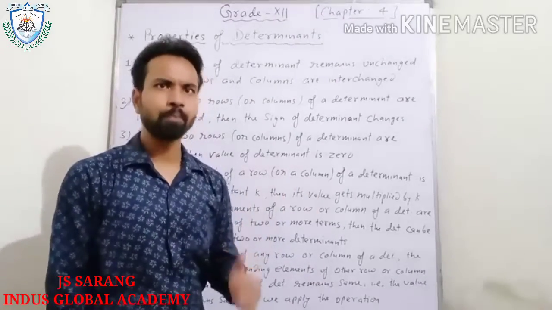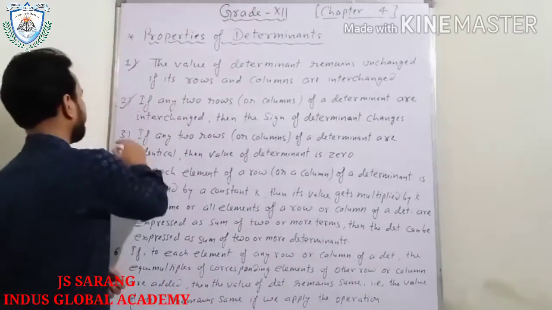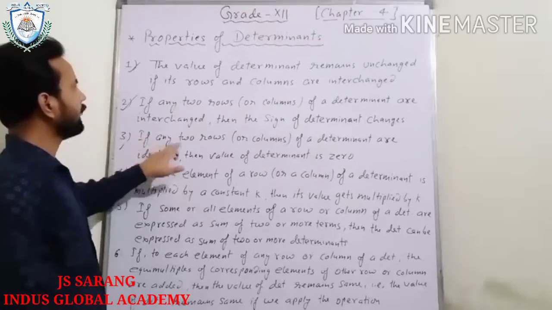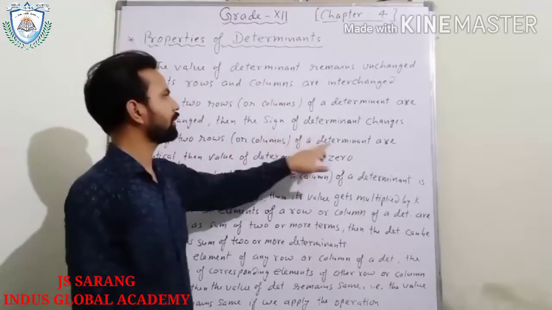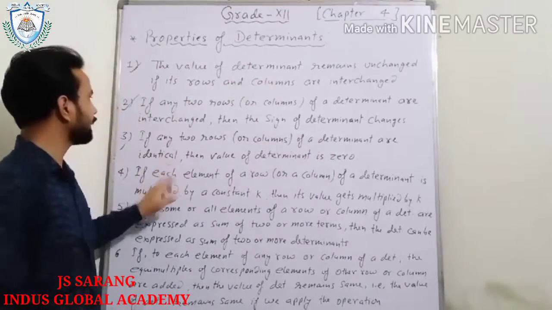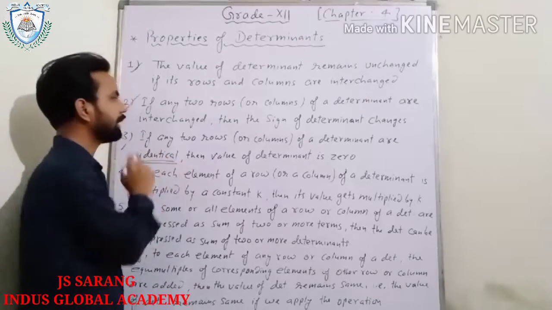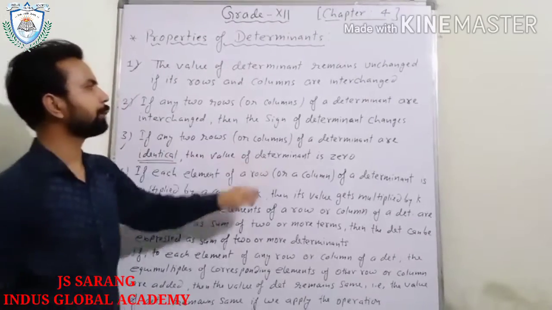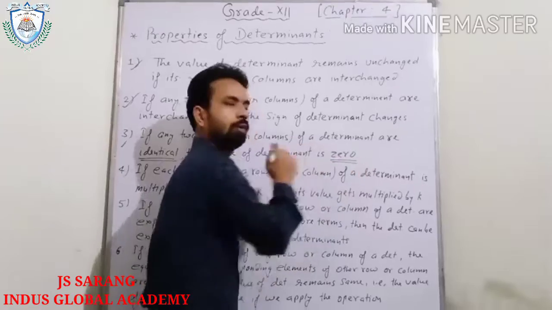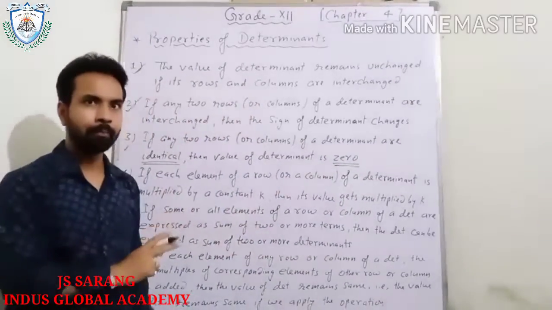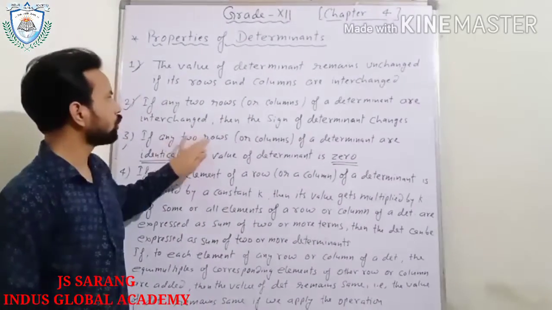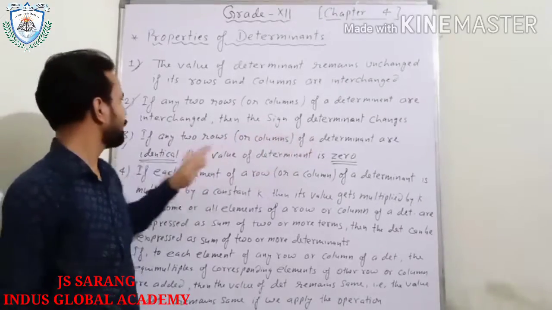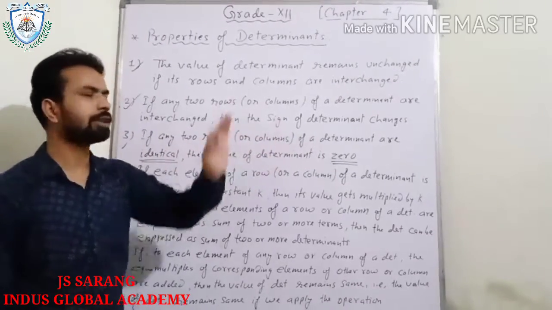Hope it is clear. Now the third property is if any two rows or columns of a determinant are identical, then the value of the determinant is 0. This is a very important property. If two rows or two columns of a determinant are identical, then the value of the determinant is 0.